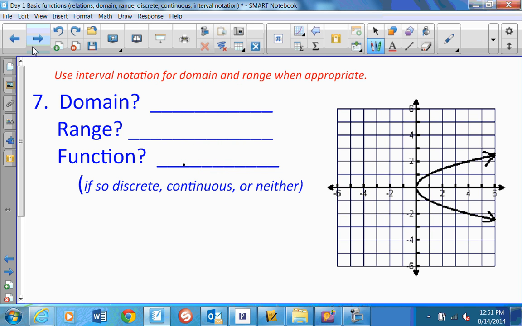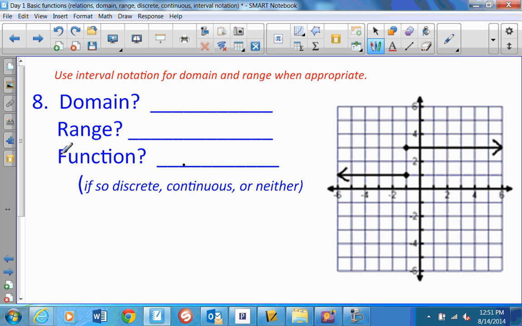Function? All right. Domain? Range? Careful. That's right, because this is going to go down forever and up forever. Function? Okay, well, yeah. The domain, let's think about that.